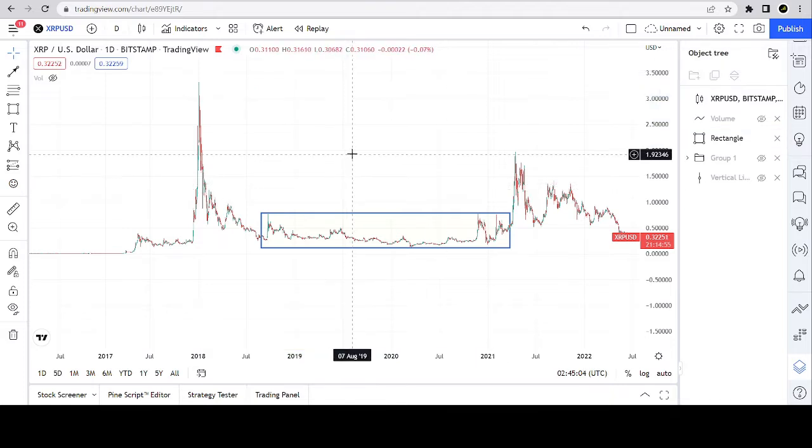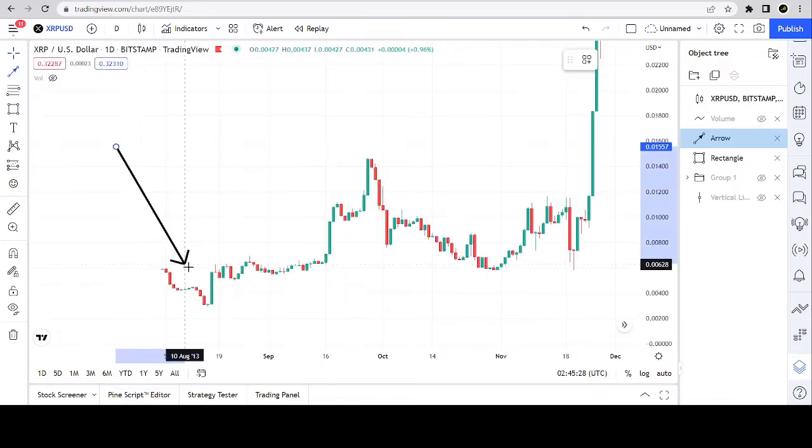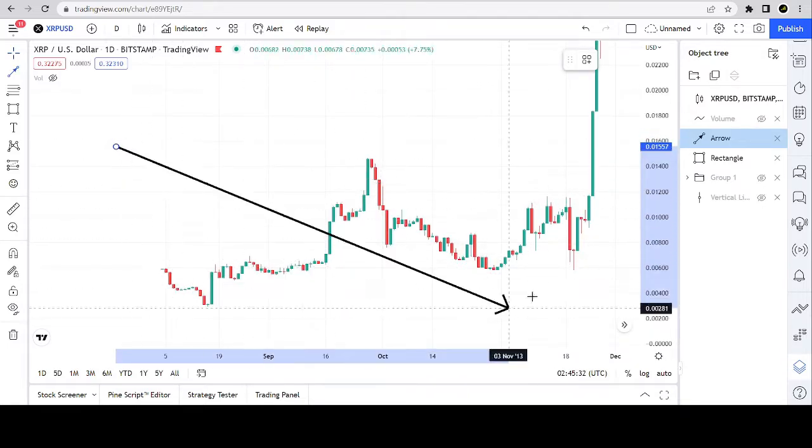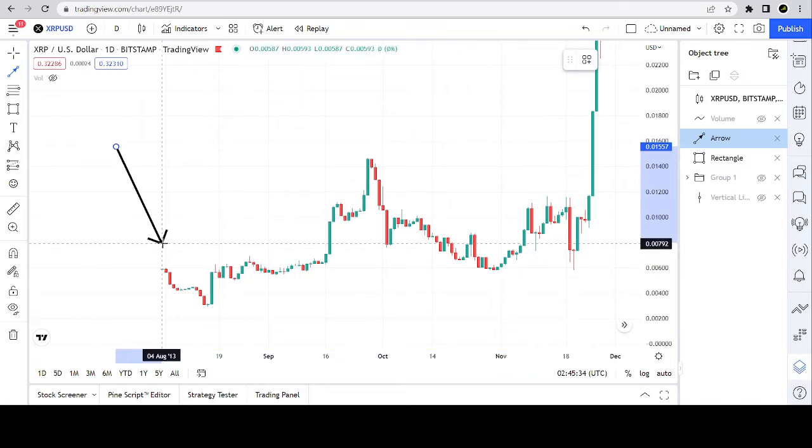Now the best place to start is at the beginning. So let's go to the beginning. So here we are at the very beginning of XRP. This started in August 2013.